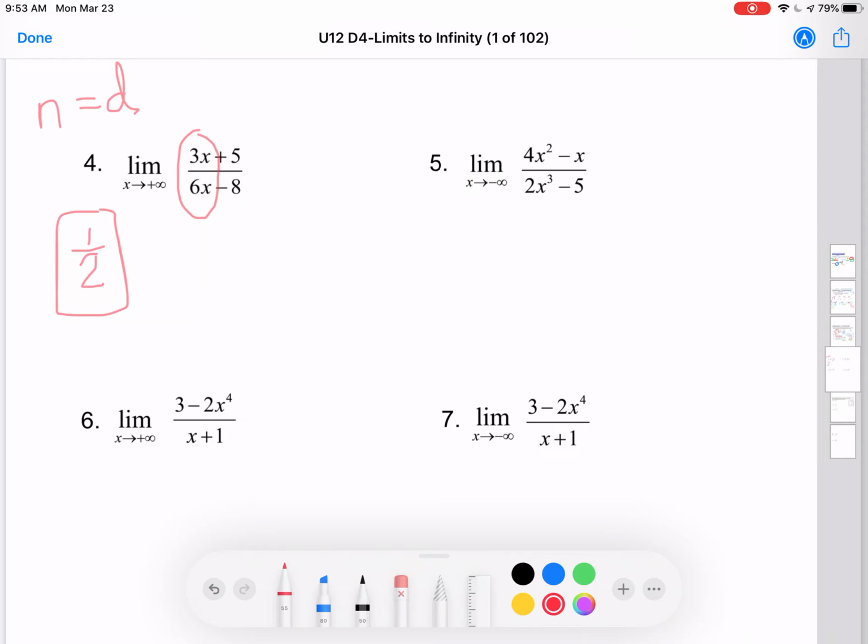Okay, next one. Let's compare. In the next one, I see that n is less than d. If n is less than d, then the horizontal asymptote is y equals 0, so the limit is 0. All right, next, be careful when you compare. You got to find the highest power, so it's to the right over there.